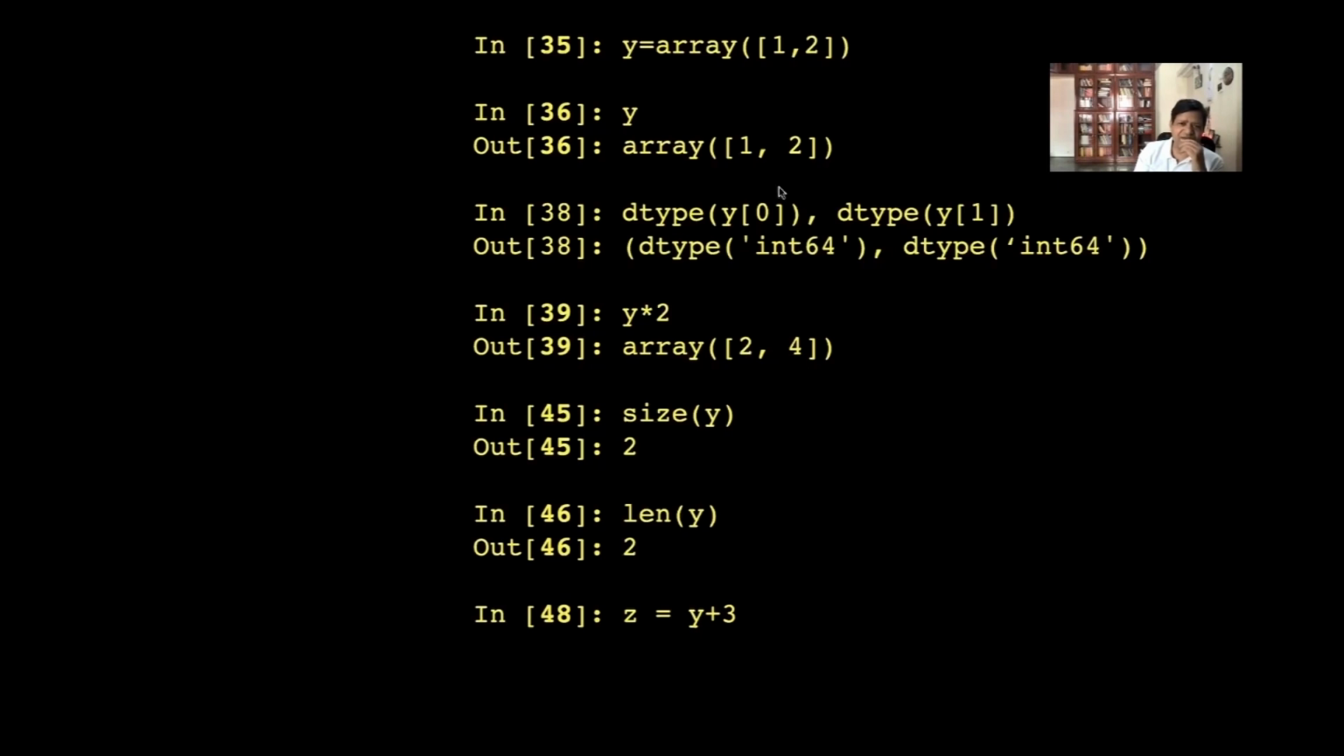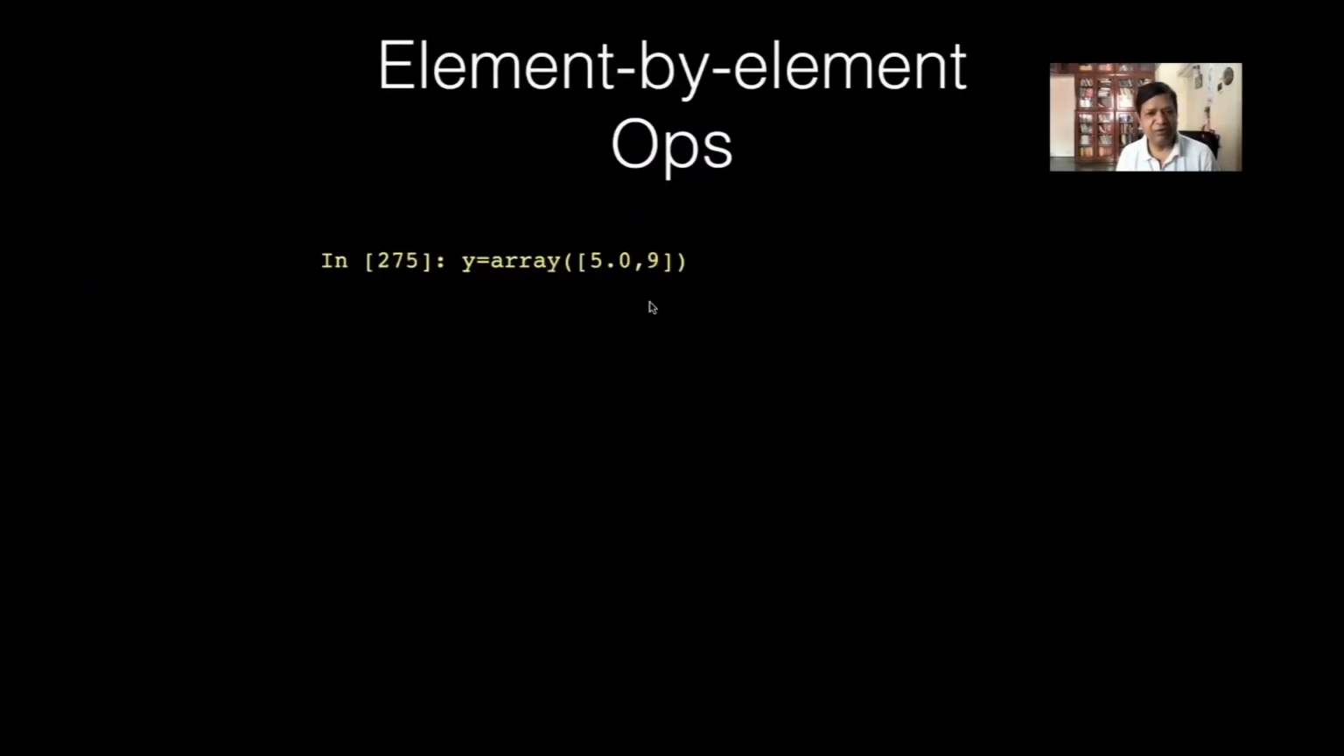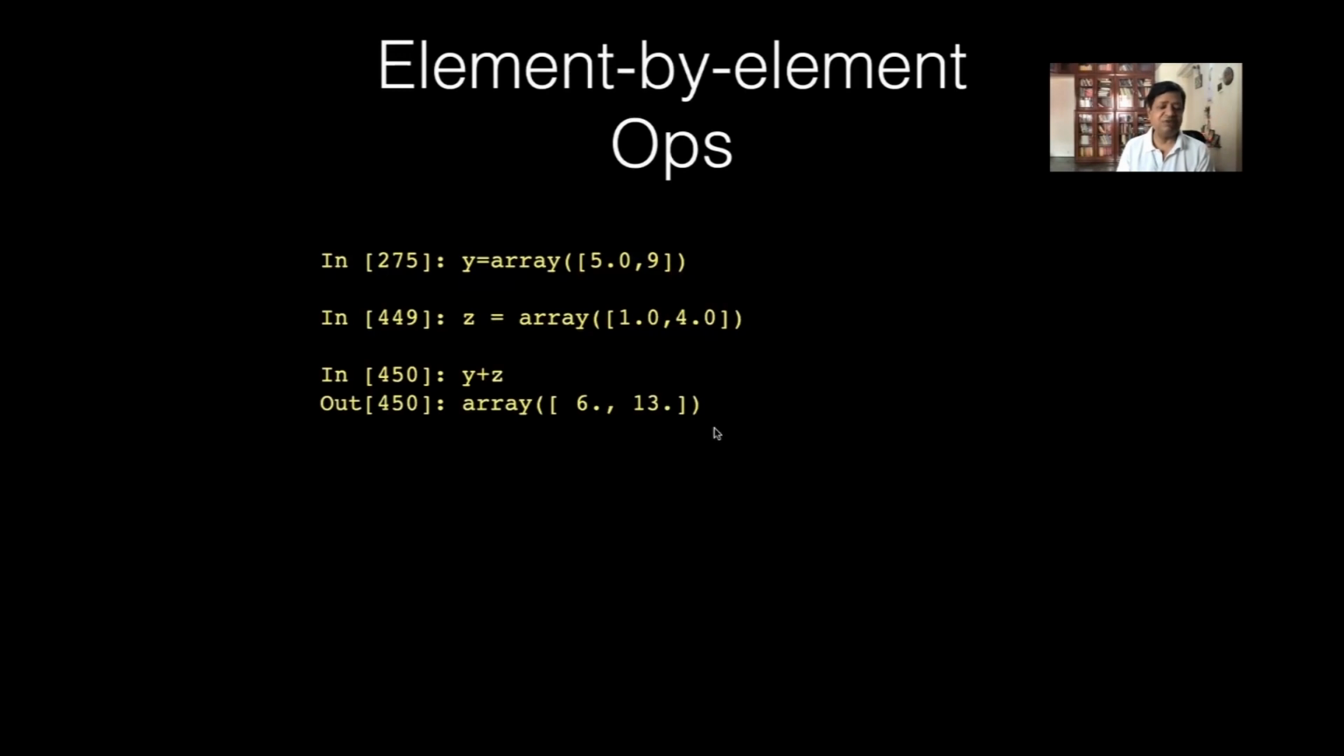So what do I expect for this? 1 plus 3 is 4 and 2 plus 3 is 5. So z is 4, 5. We can do more element by element operations. So y is 5, 9, and there's another array z, which is 1, 4. So the 2 arrays are of the same size. I can add y plus z. What will that do? It will do element by element addition. So 5 plus 1 is 6, 9 plus 4 is 13. So 6, 13.